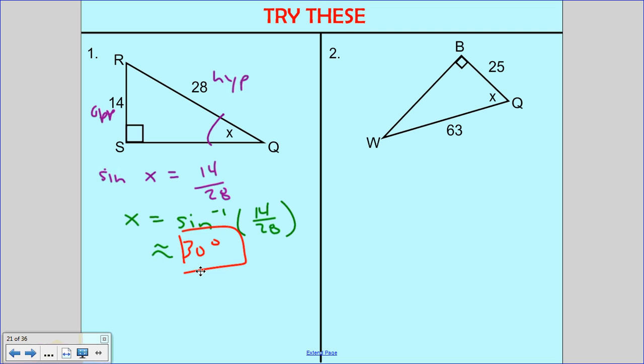Now you can do number 2 and take a picture. And this concludes your notes for today.